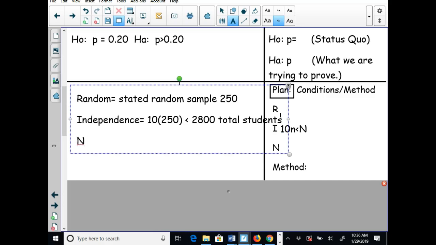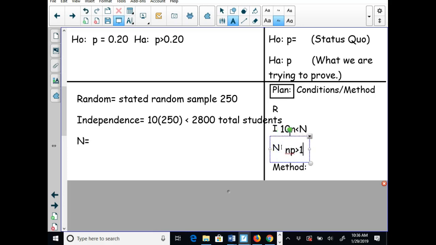And then finally, our normal condition. And our normal condition is either n is greater than or equal to 30, or our np has to be greater than or equal to 10, and our n times 1 minus p has to be greater than or equal to 10. How do we know which one to use? Well, since we're dealing with a p, we're going to use np. Let me type it over here just in case you've forgotten. np has to be greater than or equal to 10, and n times 1 minus p has to be greater than or equal to 10.